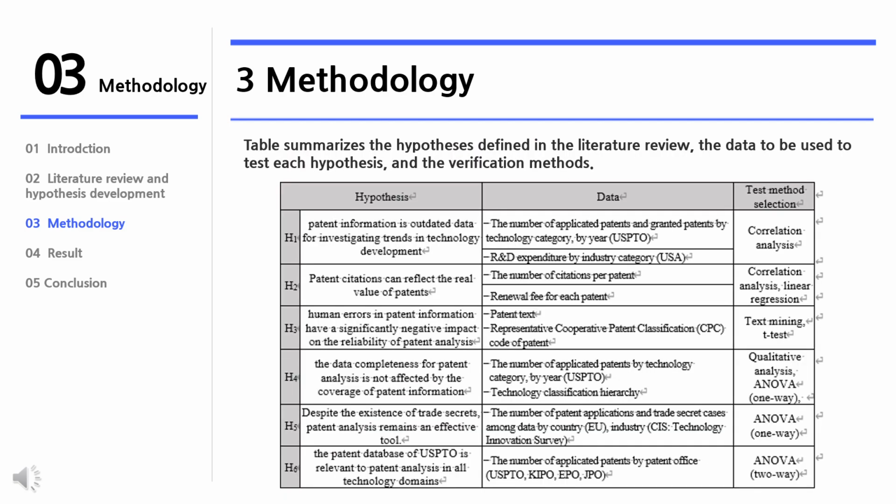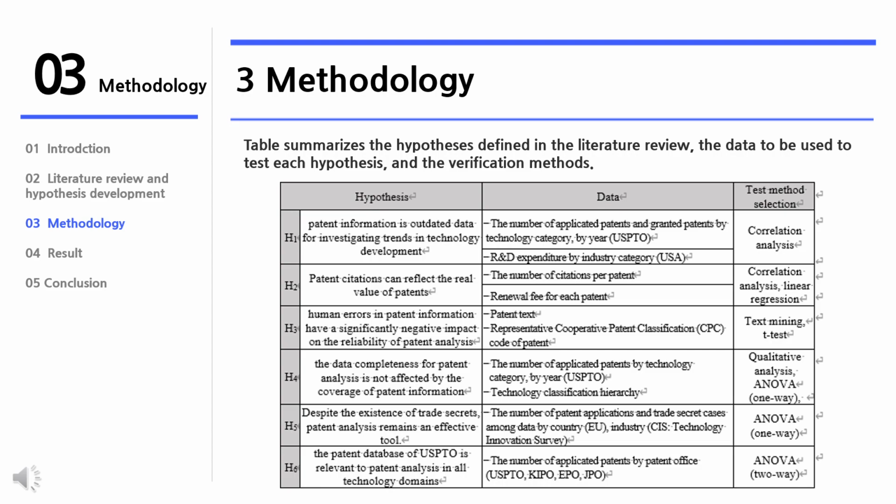Simply, for example, hypothesis 1 uses USPTO data and correlation analysis. Hypothesis 2 uses patent citation information and correlation analysis. Hypothesis 3 uses patent text and CPC code, with text mining and a t-test.